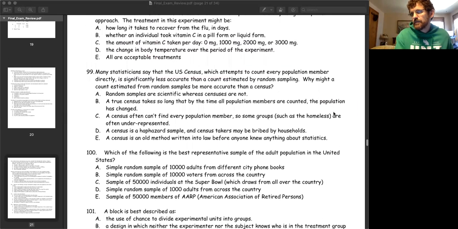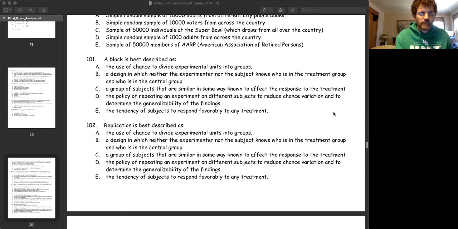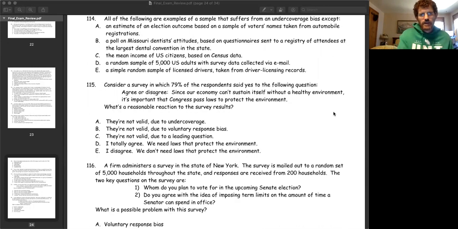Okay, if we jump down now to 115. All right, so this is a survey, and here's kind of the key thing. This is the question that was asked: agree or disagree? Since our economy can't sustain itself without a healthy environment, it's important that Congress pass laws to protect the environment. So this is an example, what we would say here, this would be response bias. This is definitely a very biased question to get people to respond a certain way.